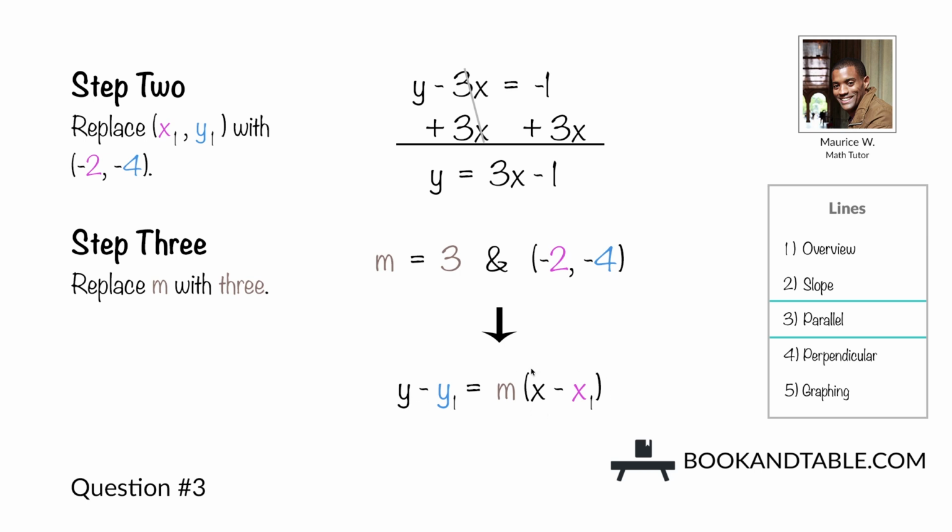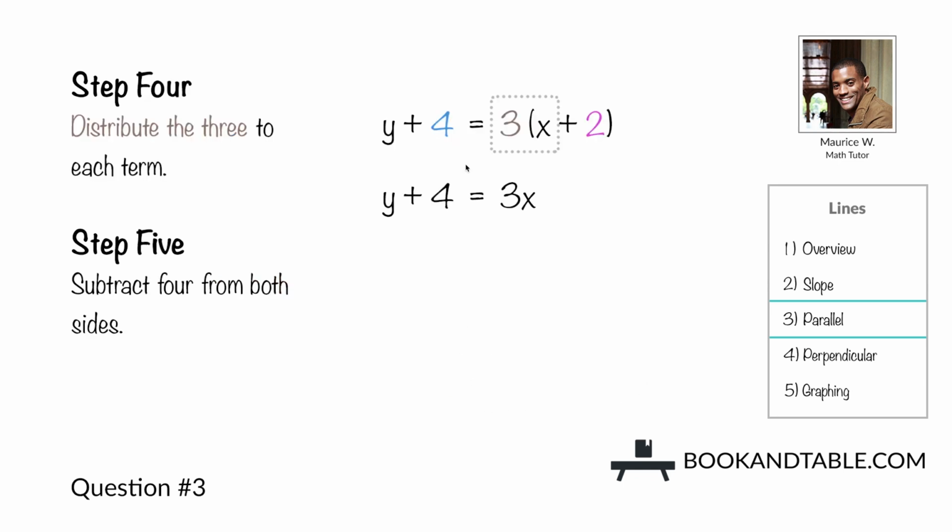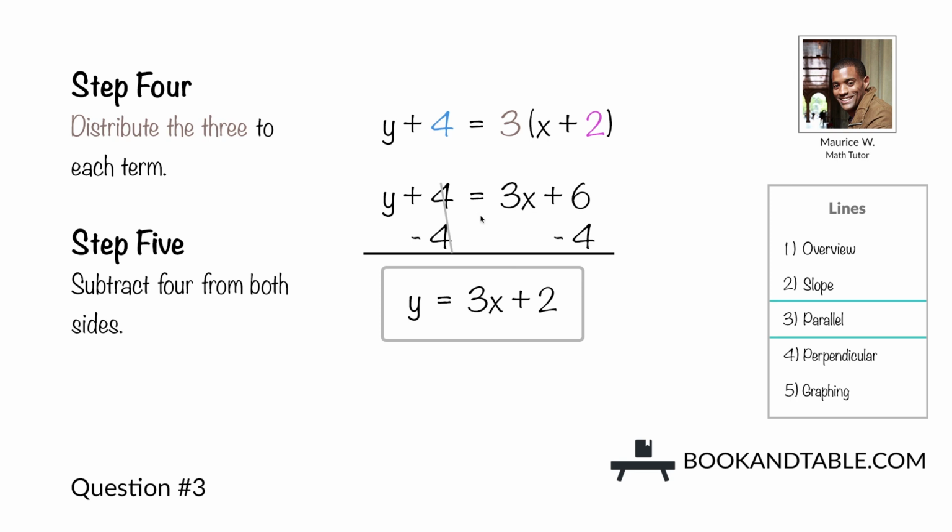we want to, step 2, replace x1 with -2 and y1 with -4. x minus -2 becomes x plus 2. y minus -4 becomes y plus 4. And then step 3, replace our slope m with 3. We now have the information that we need to figure out the equation of our parallel line. So step 4, distribute the 3 to each term. 3 times x is 3x. 3 times +2 is +6. So we have y plus 4 is equal to 3x plus 6. We want to isolate y. So to get rid of +4, step 5 is to subtract 4 from both sides, giving us an equation of y is equal to 3x plus 2.